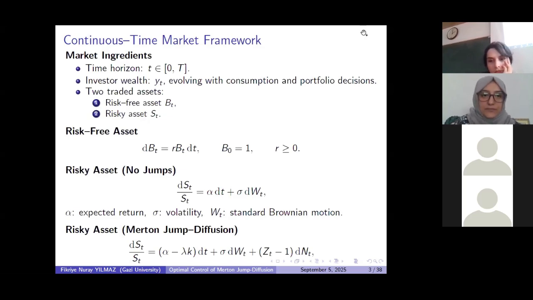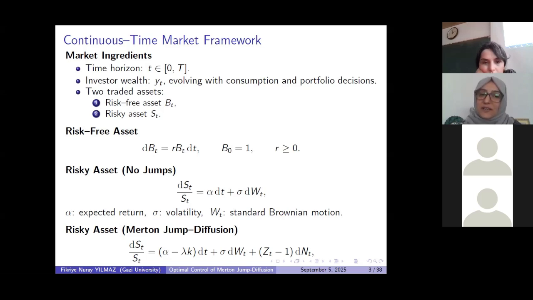So, in a continuous time market, we usually use capital T for the final time. I mean, it's usually denoted as time horizon. And we let Y_t be the investor wealth, of course, having consumption and portfolio effects. In general, there are two traded assets. We usually use B_t for denoting risk-free assets, and for the risky assets, we use S_t.